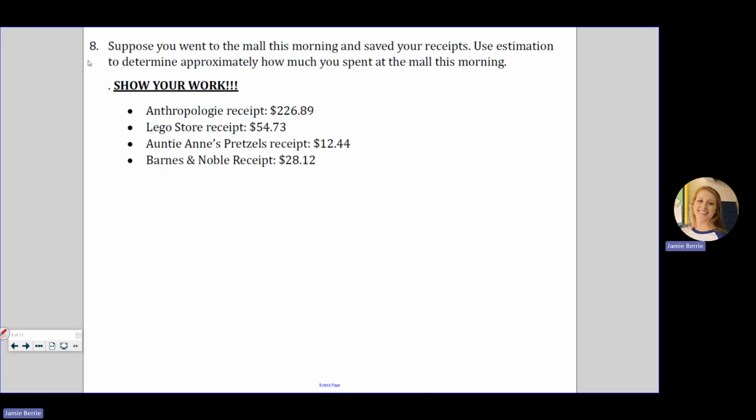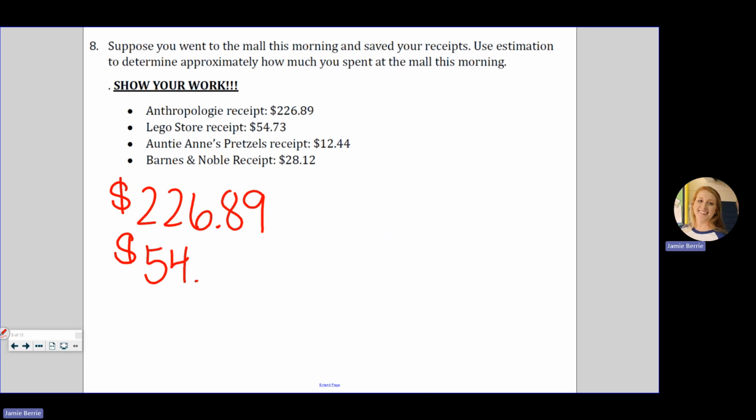Suppose you went to the mall this morning and you saved your receipts. Use estimation to determine approximately how much you spent at the mall this morning. Show your work. All right, so the first receipt is $226.89. Second one is $54.73. Then $12.44. And then the last one is $28.12.